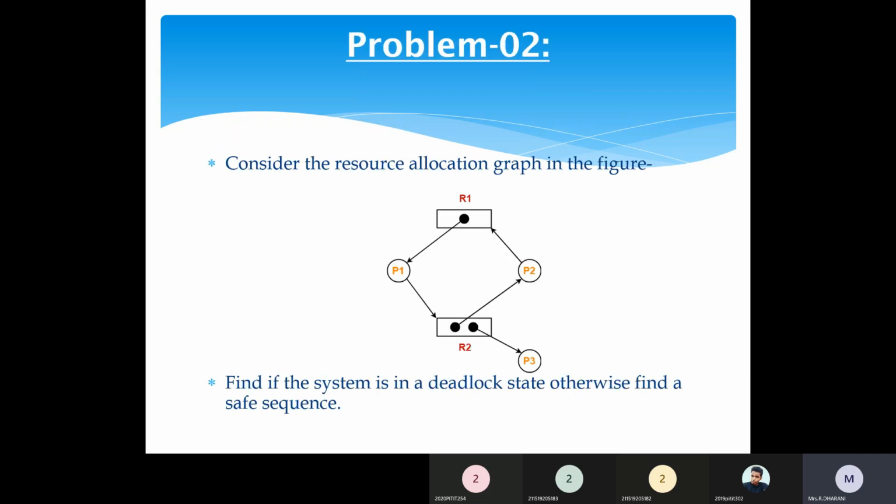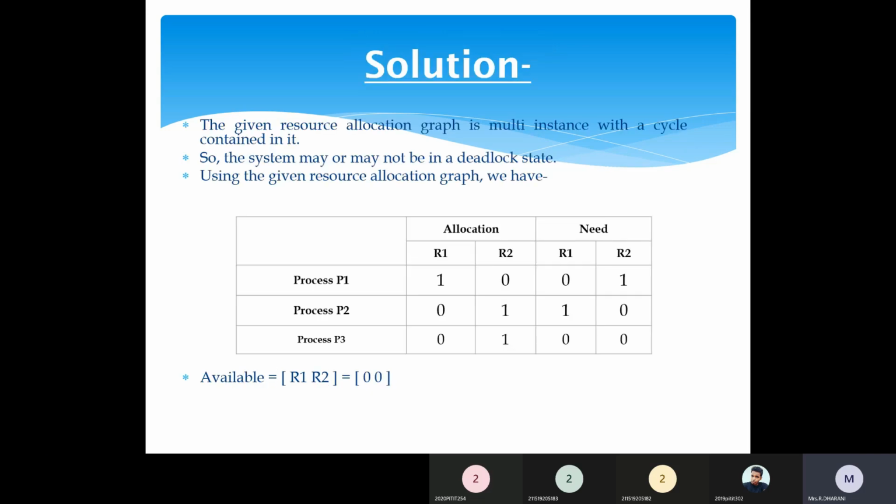For process P1, R1 is allocated. For process P2, one instance of R2 is allocated, and another R2 instance is allocated to P3. So that is given in the current allocation table. Resource R1 is allocated to process P1. Of the R2 resources, one instance is allocated to process P2 and the other instance to process P3. Now the additional requirement of these three processes: process P1 is in need of R2, process P2 is in need of R1, and process P3 is in need of no resources. Now we need to calculate the availability.